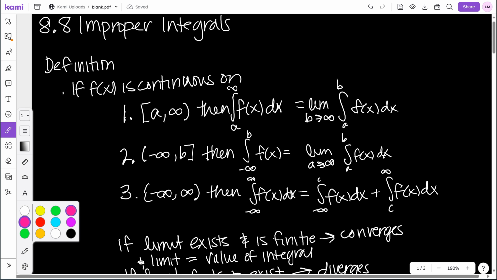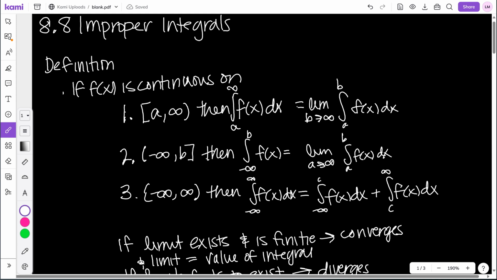So after I integrate from a to b, then I can evaluate the limit, right? Then number 2 says I'm going from negative infinity to b. Then when I set up my integral, it's going from negative infinity to b, f of x, and then I sub in a, then I'm going to evaluate whatever that answer is as a goes to infinity.